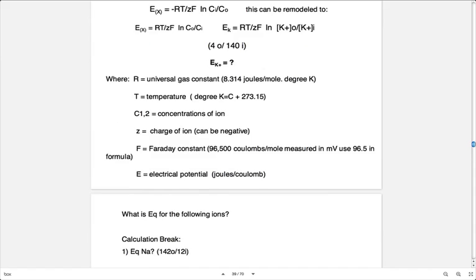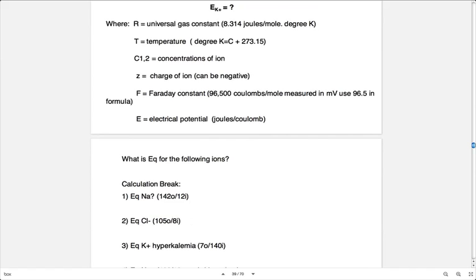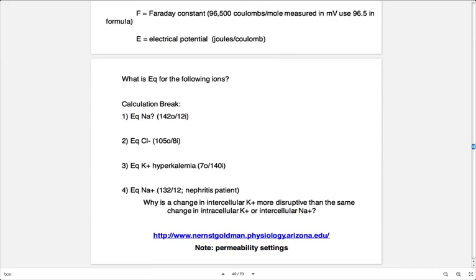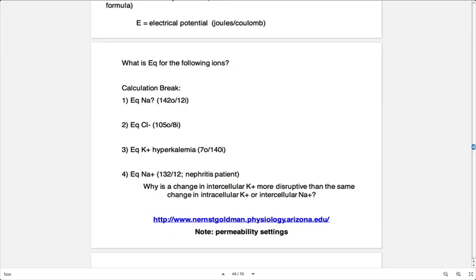Should we do more calculation? Let's just do one more. So I want you to calculate. You can calculate these on your own. So maybe tonight go over those.